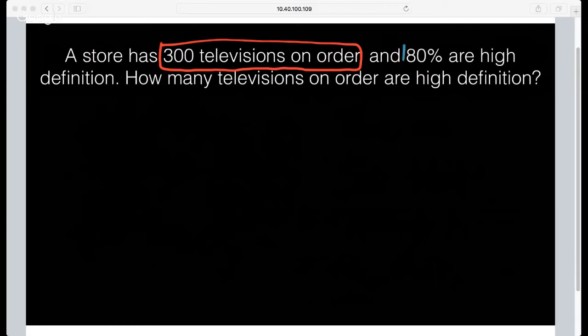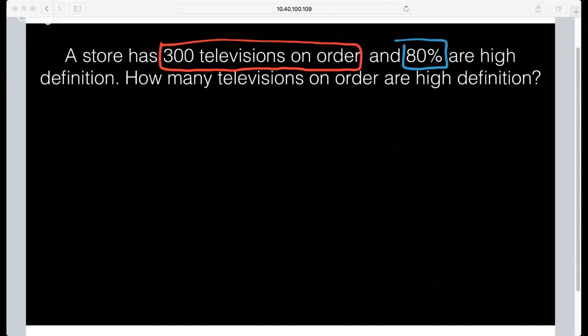So we have a part, right? How many televisions are high definition? Aha, we want to know part of this. How many of these 300 are high definition? And so we can now set up our ratio.